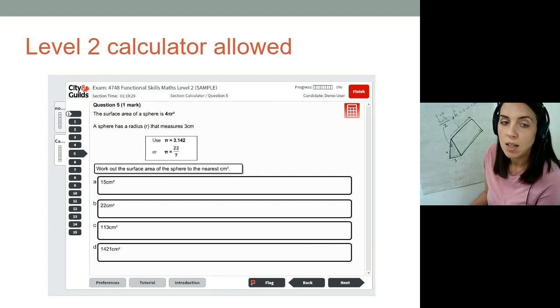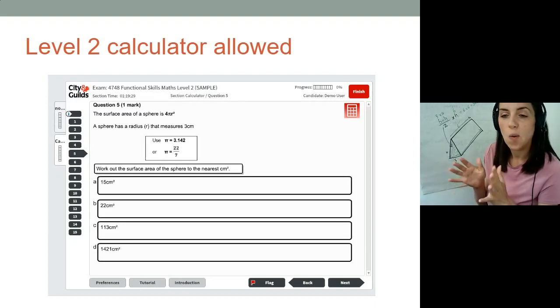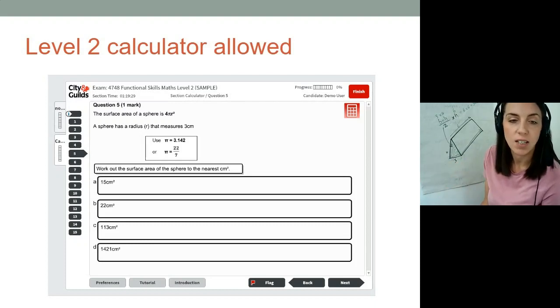It's only worth 1 mark, so it's quite a calculation for 1 mark, but the fact that you're given different answers, even if you're not quite hitting the mark, it's to the nearest centimetre squared. So you've still got a good chance of getting that answer right, I think, with the multiple choice element there.